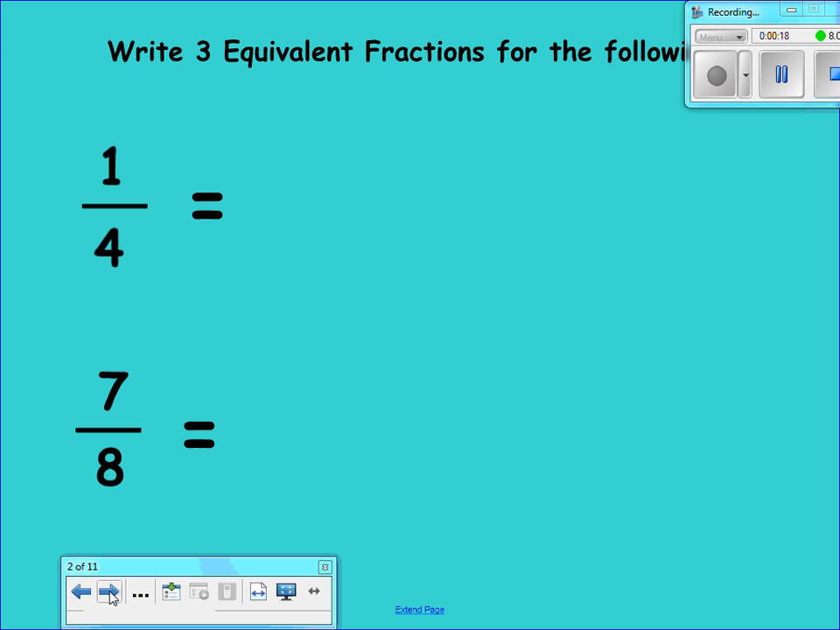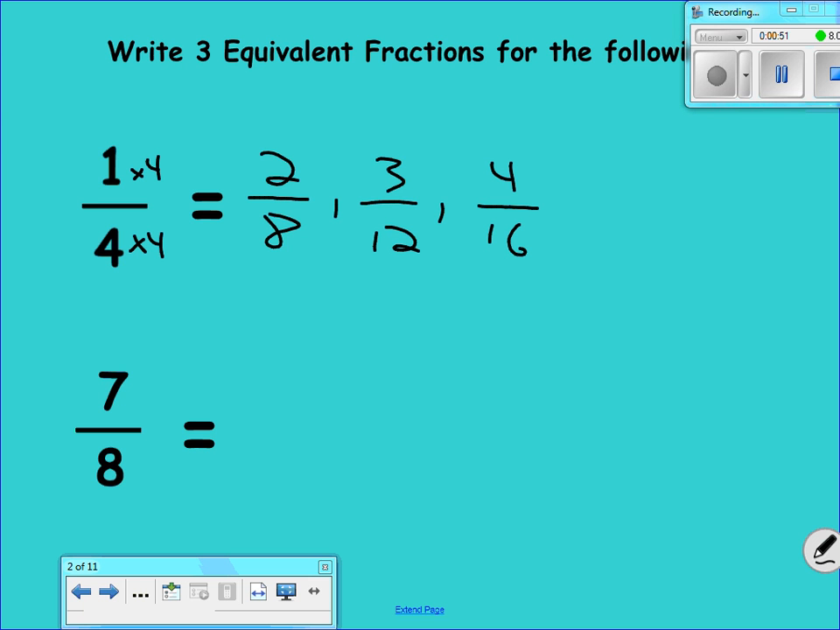Okay, we're going to have to write 3 equivalent fractions for the following. So 1/4. What can we change this into? I'm not going to let you go 10 over 40, 100 over 400. That's not what we're going to do. We're going to have to multiply. So if we multiply each one of these by 2, I get 2 eighths, okay? If I multiply them by 3, you get 3 twelfths. And let's multiply them both by 4. Gives me 4 over 16. That would work for answers, okay?